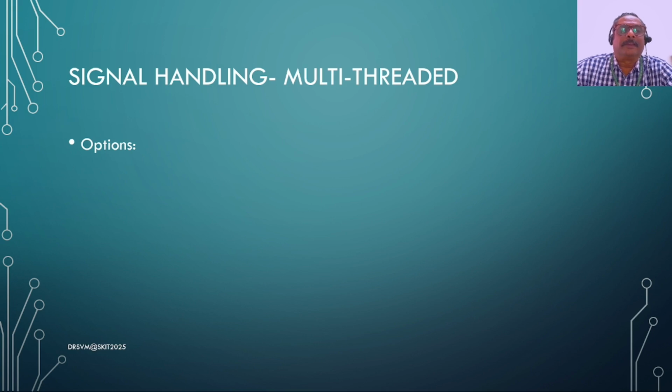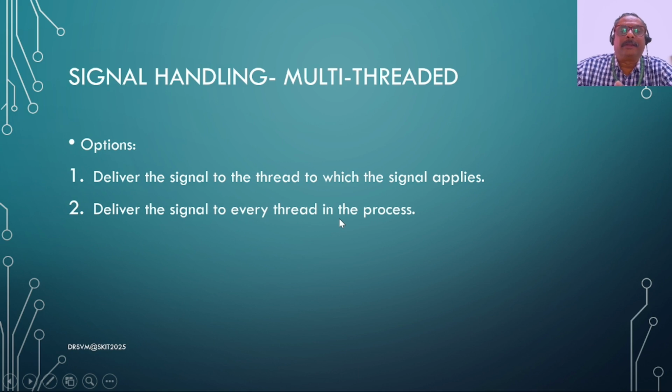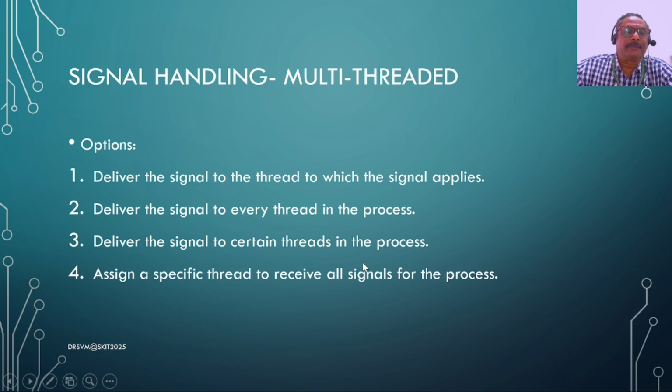Then when it is multi-threaded, we have options: deliver the signal to the thread to which the signal applies, deliver the signal to every thread in the process, deliver the signal to certain threads in the process, or assign a specific thread to receive all signals for the process. So when we are working in a multi-threaded environment and the process gets a signal, then what can we do?